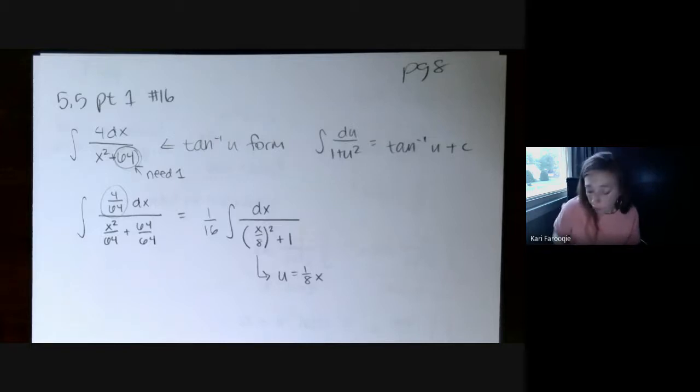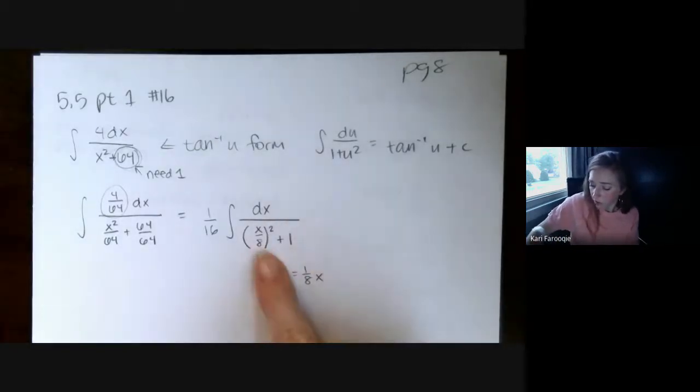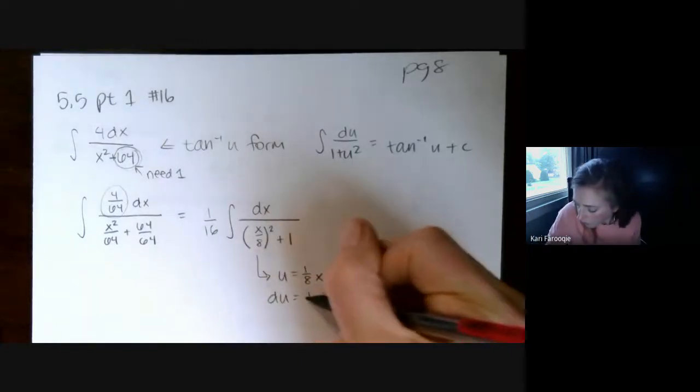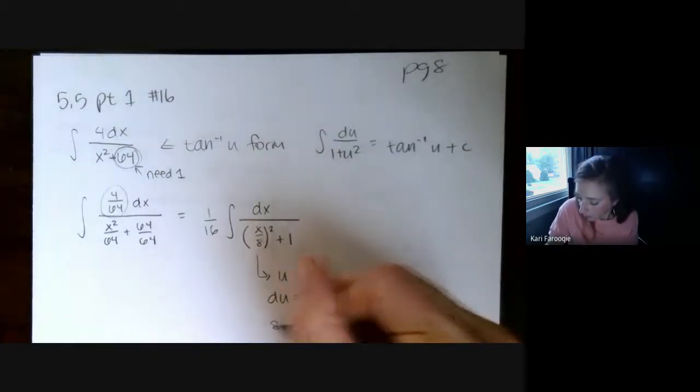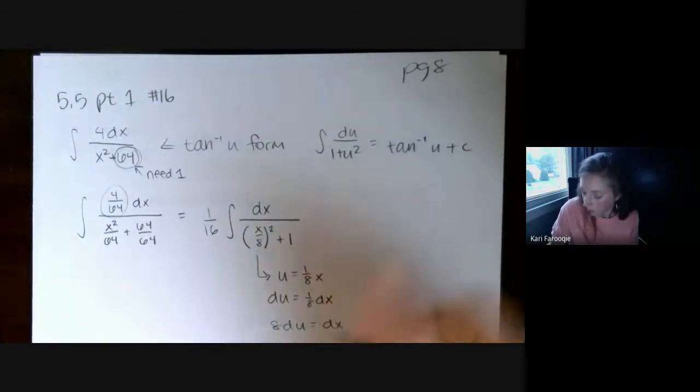All right, we're going to let u be 1/8 x. All right, so we're trying to match this form. I have the 1, so I'm letting u be 1/8 x. du is 1/8 dx. And then 8 du is dx.